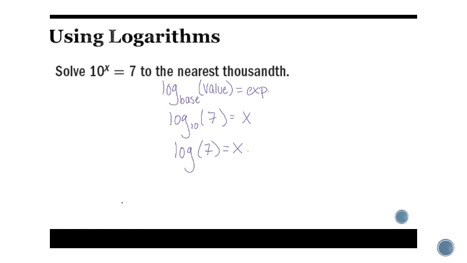Working with some new tech here today. We're going to see how this works. We have 0.845 is approximately equal to x, which would tell us that if we look back at our original equation, 10 to the 0.845 power should be approximately equal to 7.